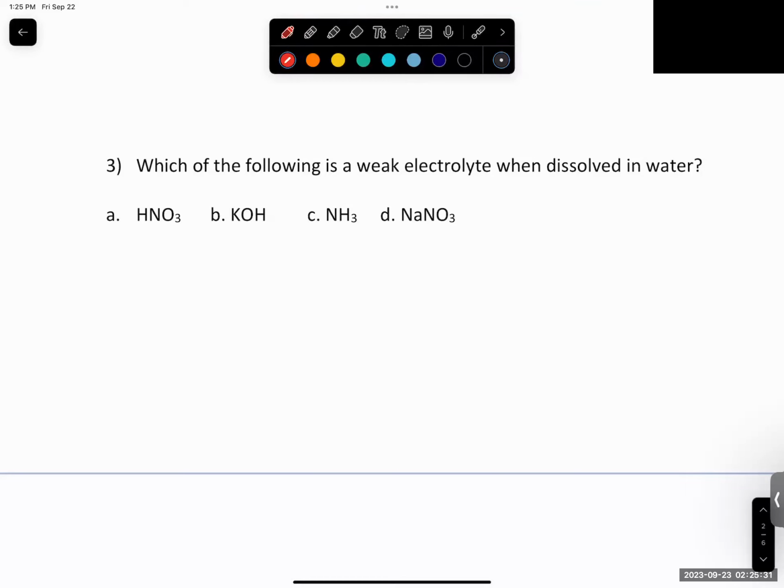So it's not a multiple choice question, but it's going to be worded similarly. It's going to say something like, which of the following compounds is a strong electrolyte? And it's going to have multiple choice answers. But this question is saying, which of the following is a weak electrolyte when dissolved in water? So it's kind of like a question you might see on your exam.